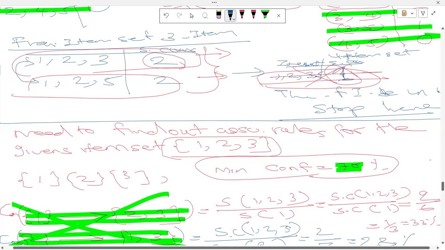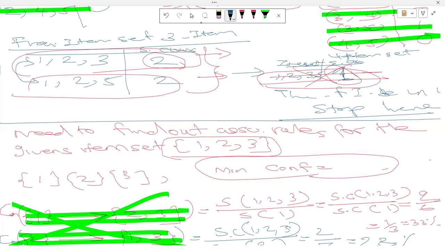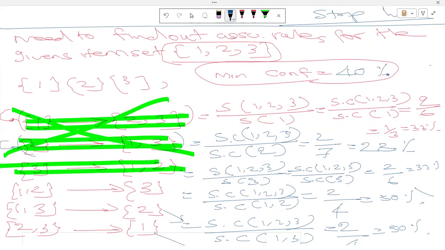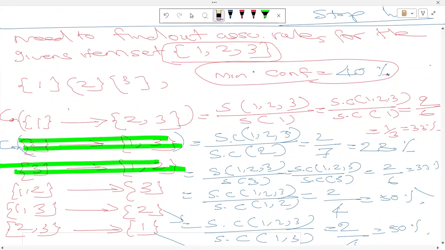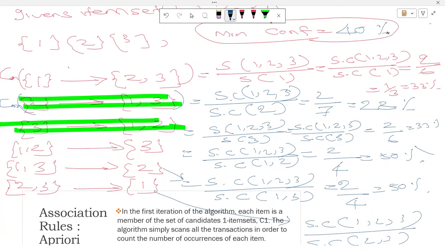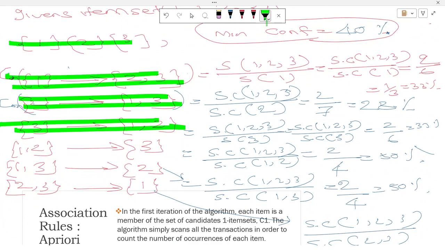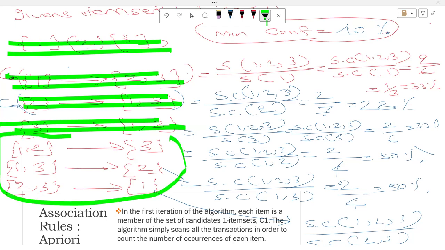Now just think, in this question, if I told you the minimum confidence is 40%, tell me how many rules are satisfied. Let's say I change the minimum confidence to 40%. The first three rules are not satisfied, because they are below 40%: 33, 28, 33, right? So the first three rules do not satisfy the minimum confidence level. But the next three rules are 50%. So these three rules are the final rules we can apply.